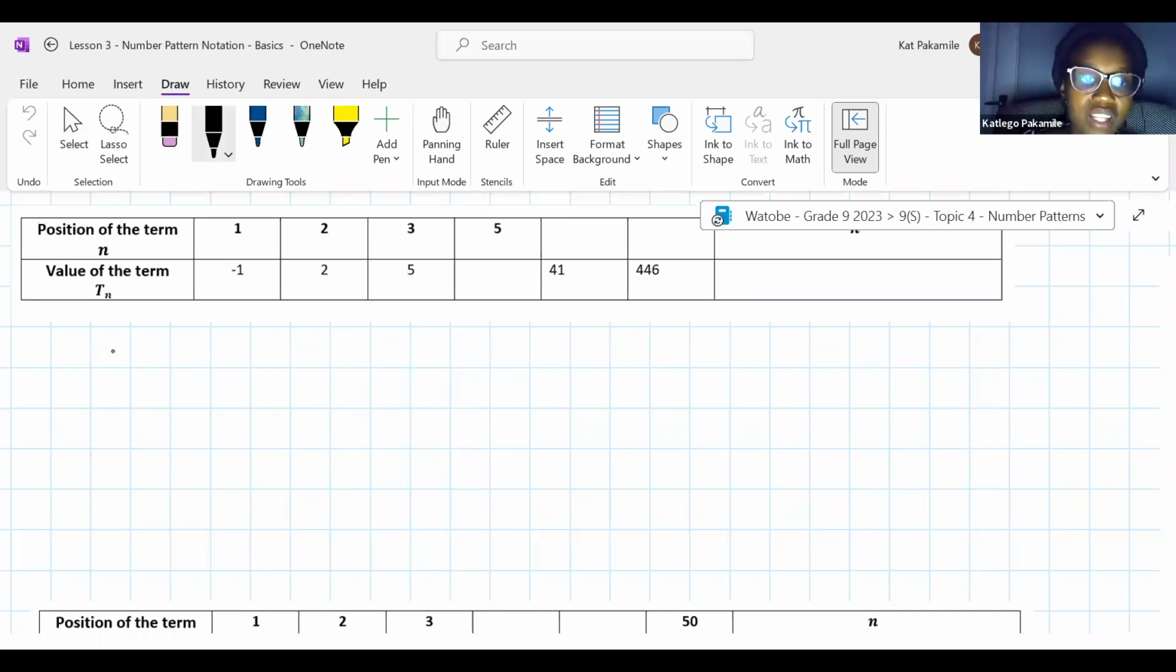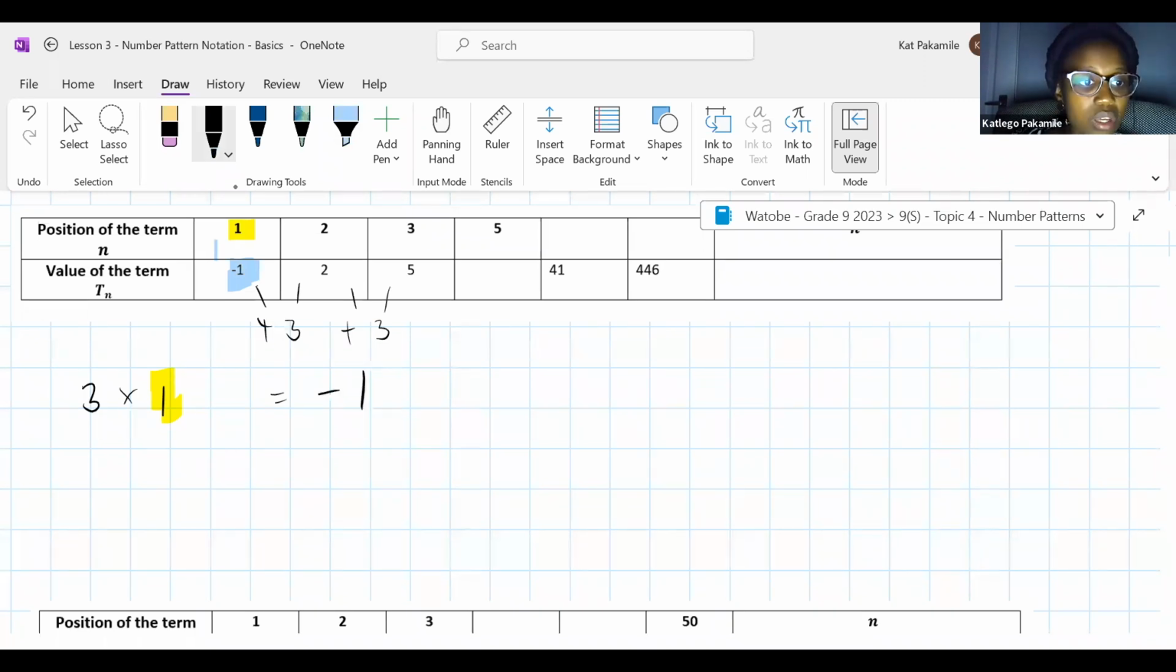Okay, so let's find the general formula. Our constant difference is what? Plus 3, beautiful. Plus 3. So we have our multiplier is 3. Again, we're working with position 1. So we're going to say 3 times 1 equals, and we want an answer of -1. Guys, I'm color coding this so you can see where I'm going with this, okay?